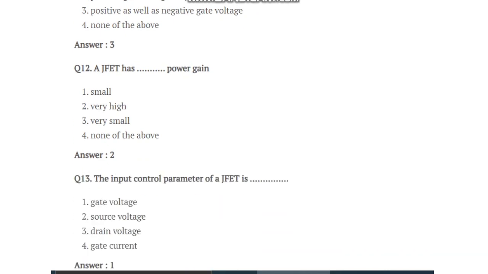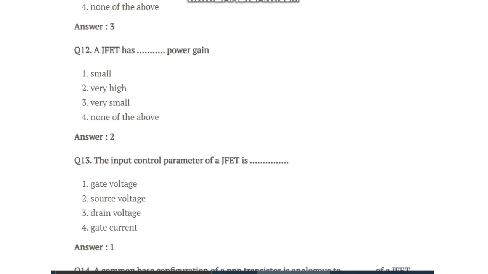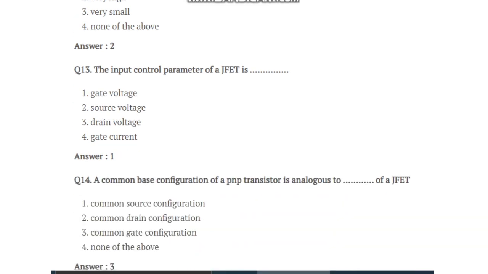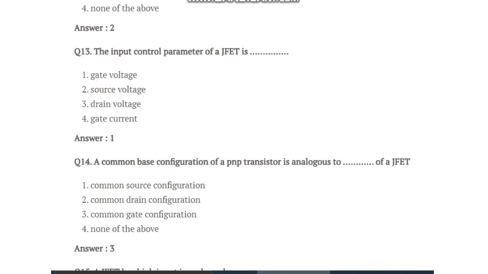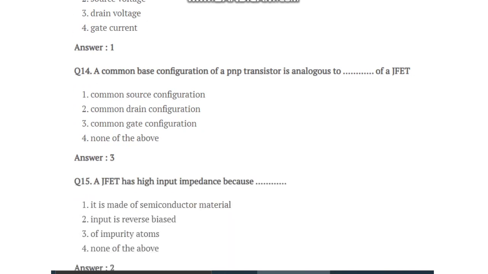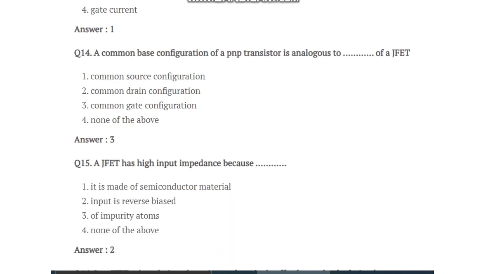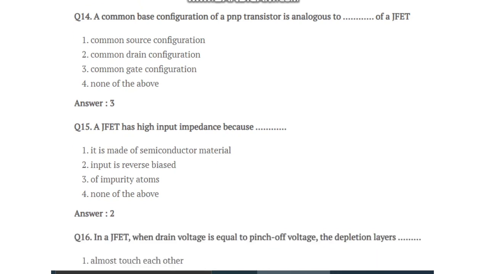Question number 12 is, a JFET has dash power gain. It has very high power gain. 13th question, the input control parameter of JFET is gate voltage. Question number 14 is, a common base configuration of PNP transistor is analogous to dash of JFET. It is analogous to common gate configuration, that is third.